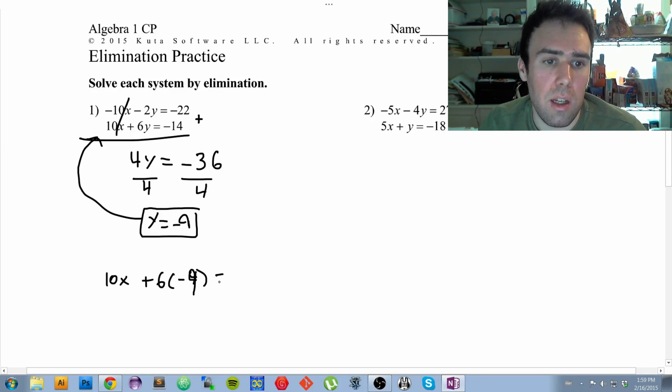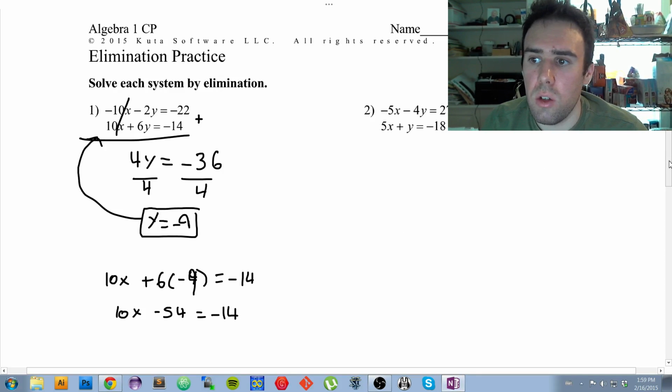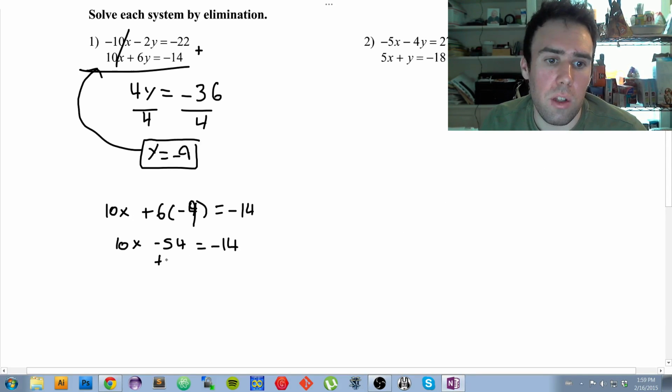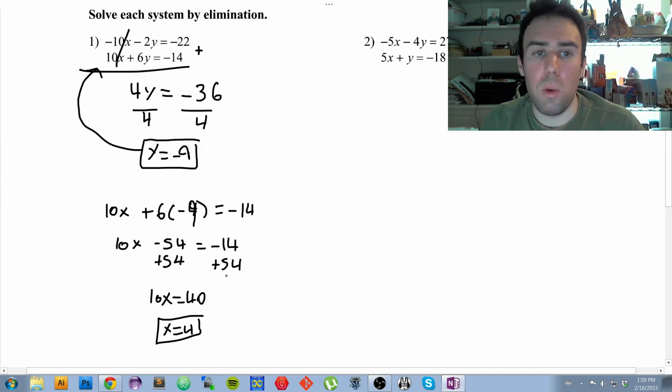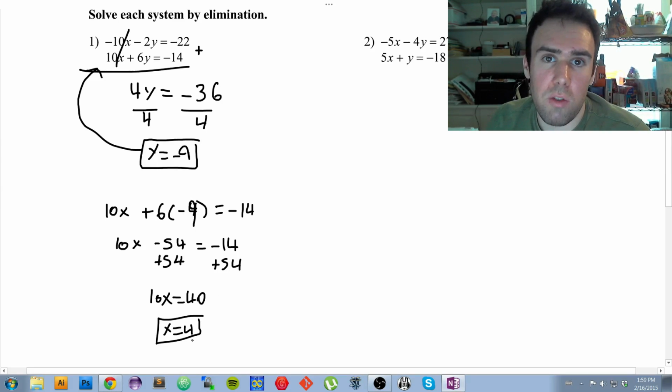Negative 9 equals negative 14. That will give me 10x minus 54 equals minus 14. Plus 54 to both sides. 10x equals 40, so that means x is 4. So now we know that we are done with this question because we have solved for x and y.